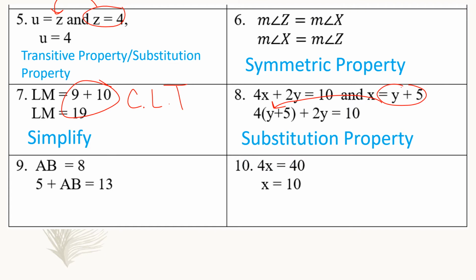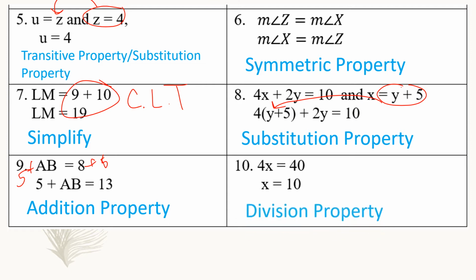For number 9, AB equals 8, and 5 plus AB equals 13. So I'm adding 5 to AB, so I also have to add 5 to 8, and that is the addition property. Number 10, 4x equals 40, and then x equals 10. Obviously, we're dividing both sides by 4, so that is the division property.